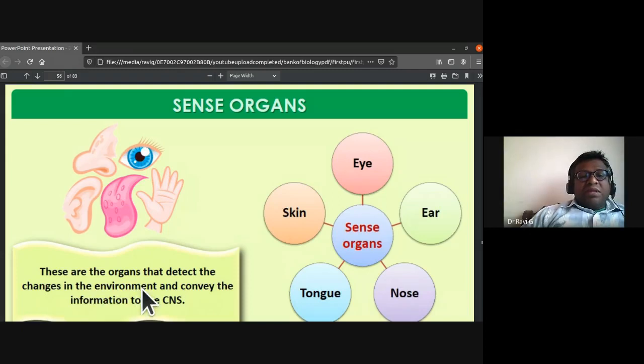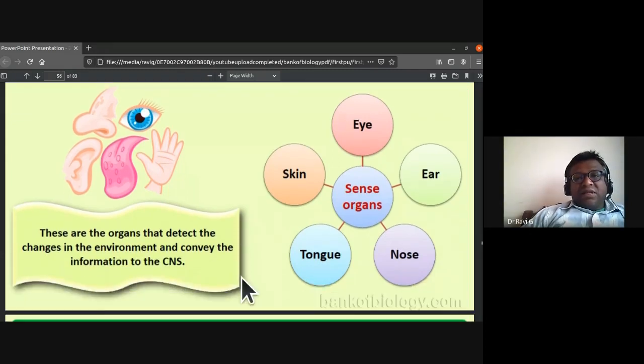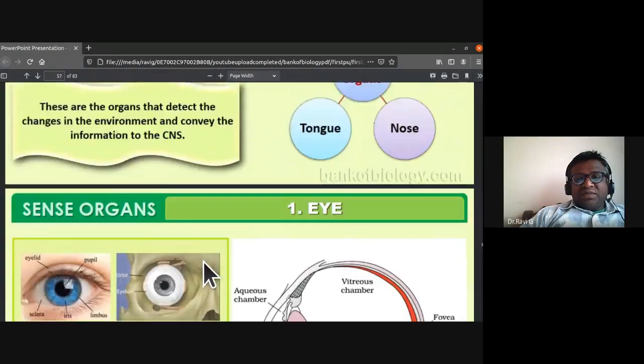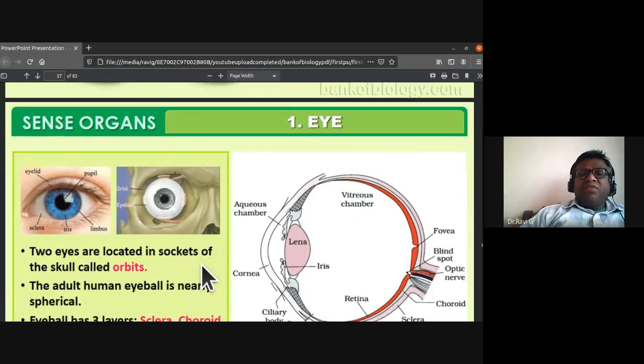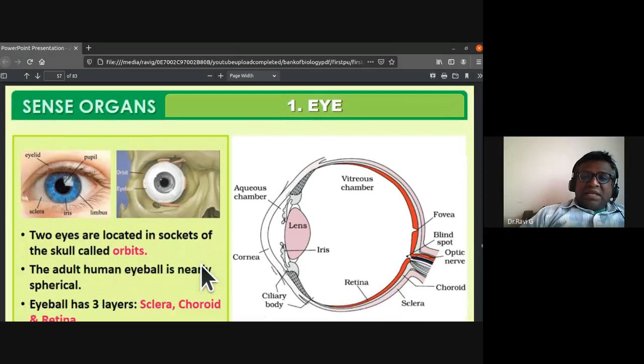The sense organs are the organs that detect the changes in the environment and convey the information to the central nervous system. The first of them is the eye.